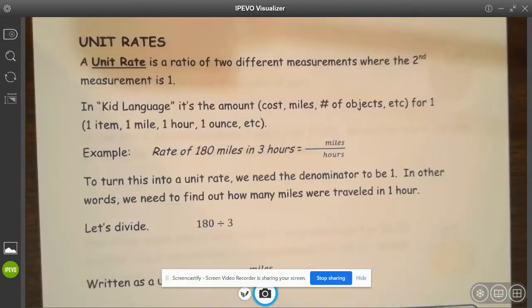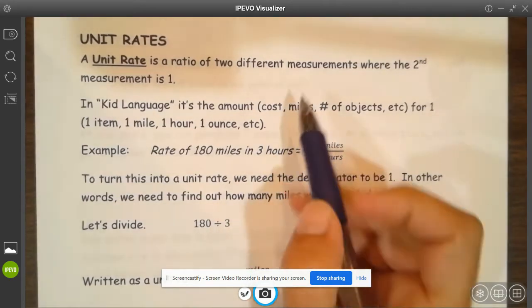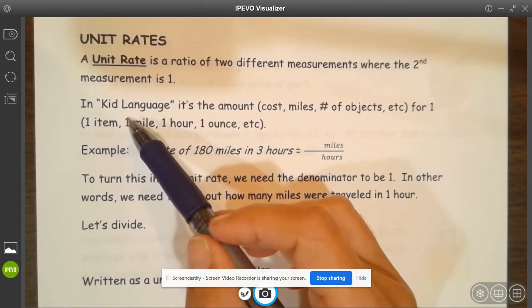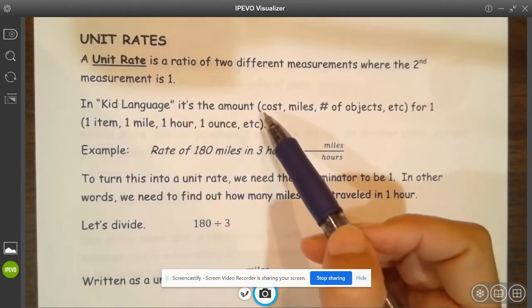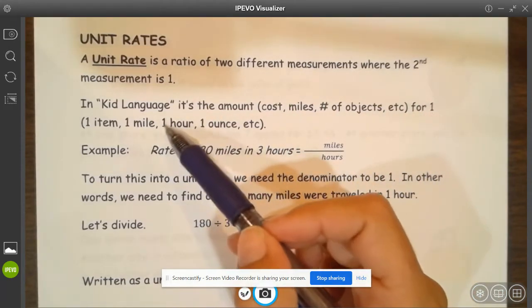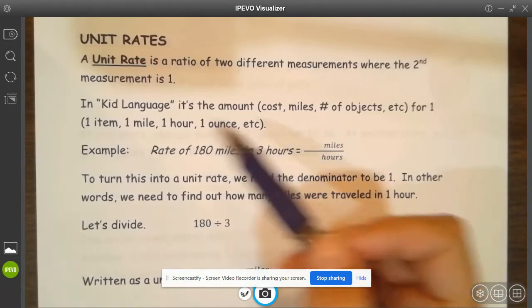Okay, the next topic is unit rates. A unit rate is a ratio of 2 different measurements where the second measurement is 1. So in kid language, it's the amount, so cost, miles, number of objects, etc., for one item, 1 mile, 1 hour, 1 ounce, etc.